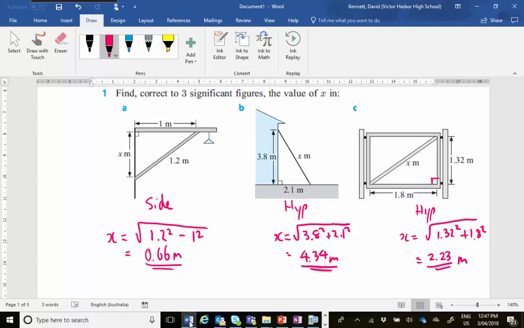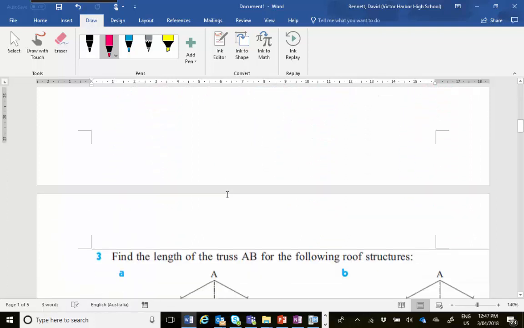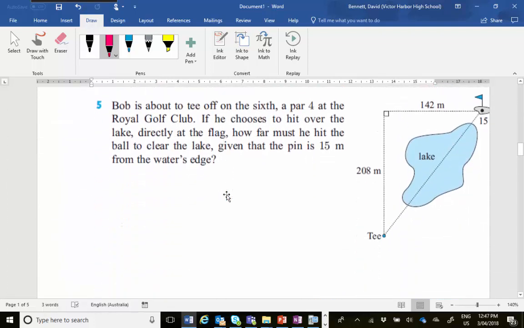Alright, so you've got the idea? There's really only two types of questions you're going to get to solve: finding a hypotenuse or finding a side. If we're looking at another example, you might get something given to you in context. So here's an example: Bob is going to tee off on a golf course on a par 4. If he chooses to hit over the lake directly at the flag, how far must he hit the ball to clear the lake, given the pin is 15 metres from the water's edge?